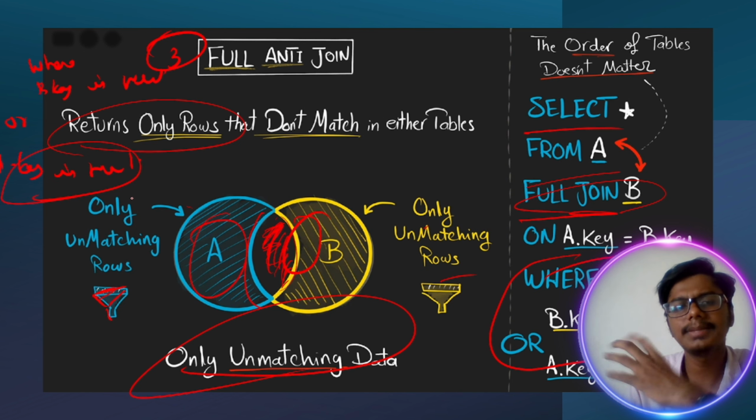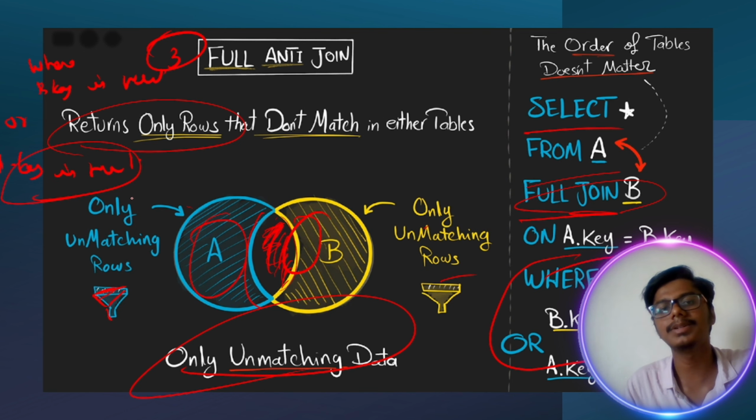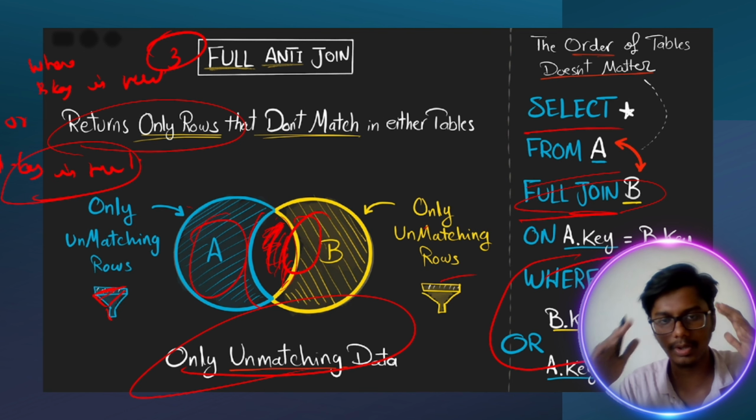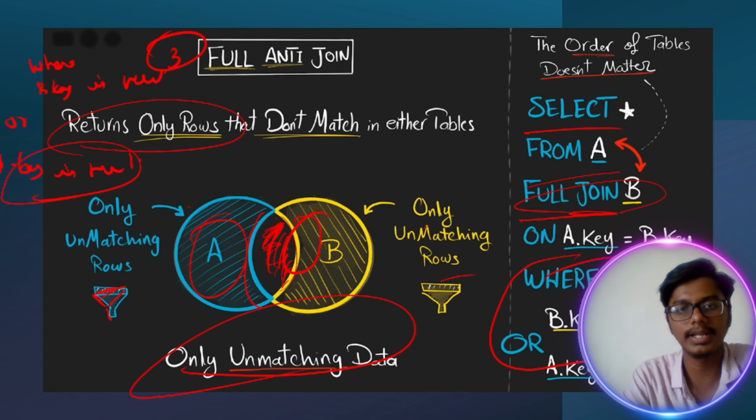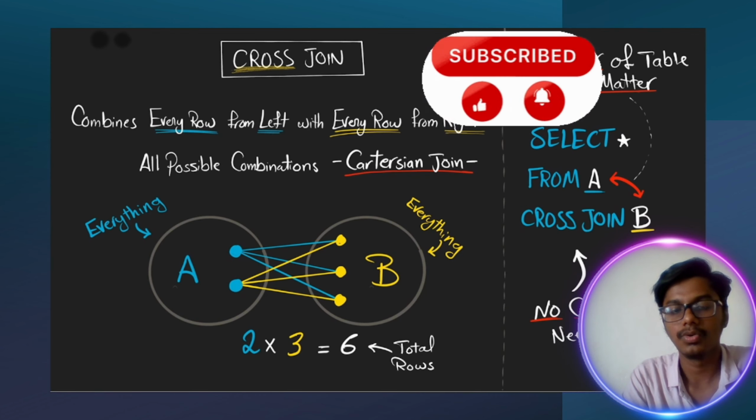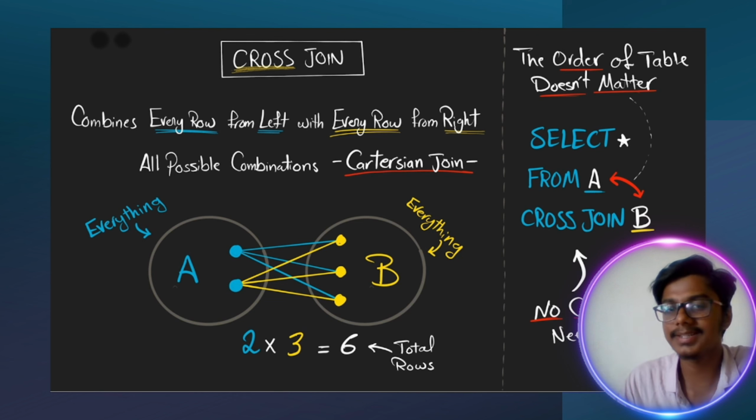Here we want to see only the rows that don't match in the other table. We are only looking for the unmatching rows. That's how the full anti-join works. So yes guys, let's get into a very interesting and very important point, and it's a little bit confusing. I'm going to explain it very well.